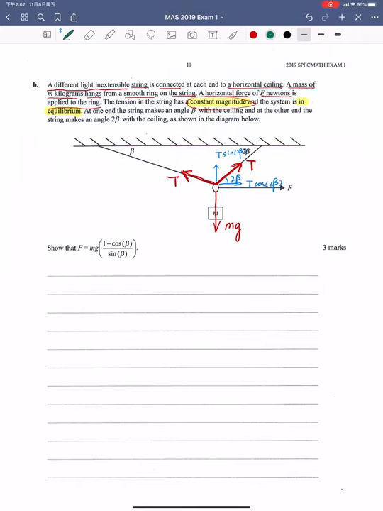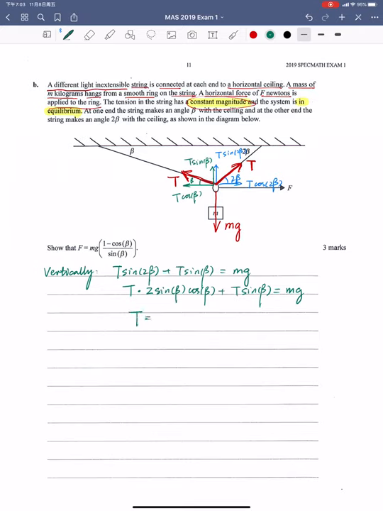Let's change to another color to decompose this T here. We will also have T, this one is beta, T cos beta and T sine beta. So vertically, we have T sine 2 beta plus T sine beta equals mass times gravitational acceleration. And T times 2 sine beta cos beta plus T sine beta equals mg. So T equals mg just over 2 sine beta cos beta plus sine beta.